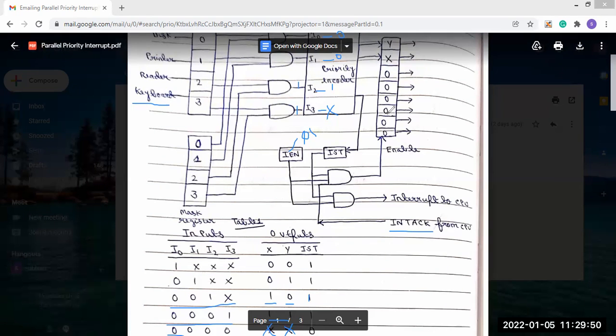Let's say the CPU is doing some work, and a signal comes from an input output device saying: please stop your execution, whatever task you are doing, and perform my work here. That is what the interrupt signal does. The input output device sends a signal that whatever program execution you are doing, stop that execution and perform my task.